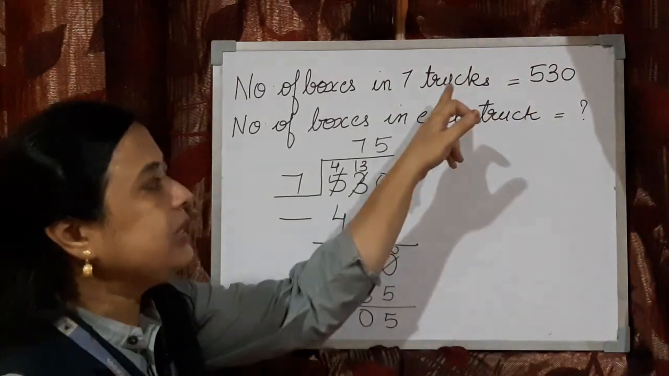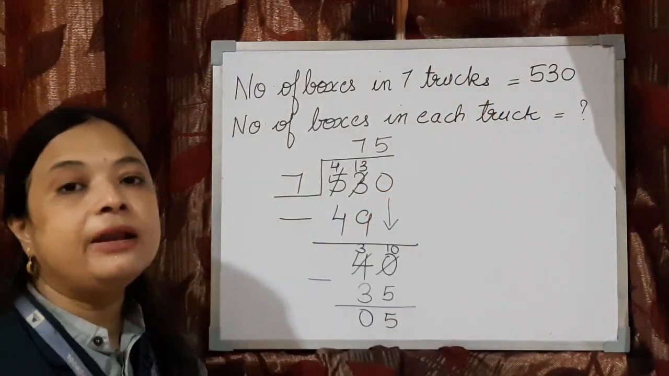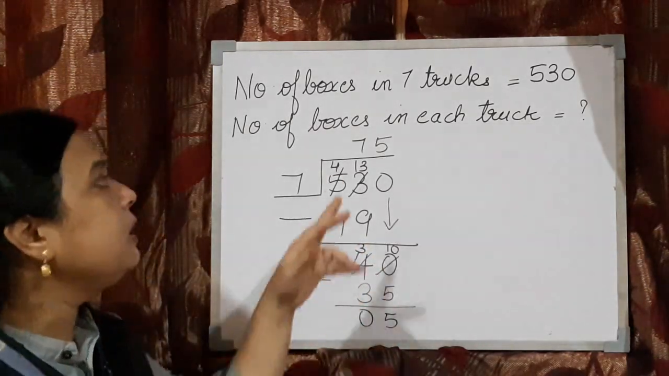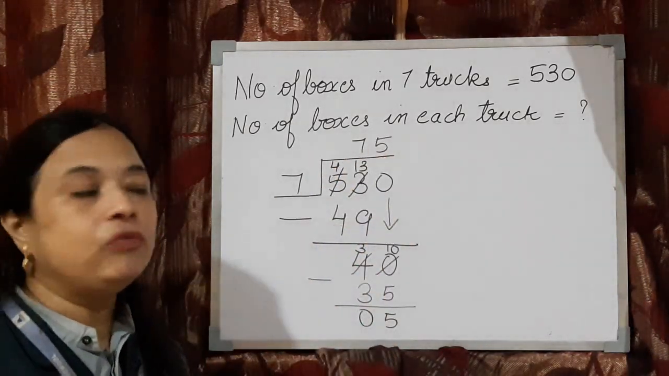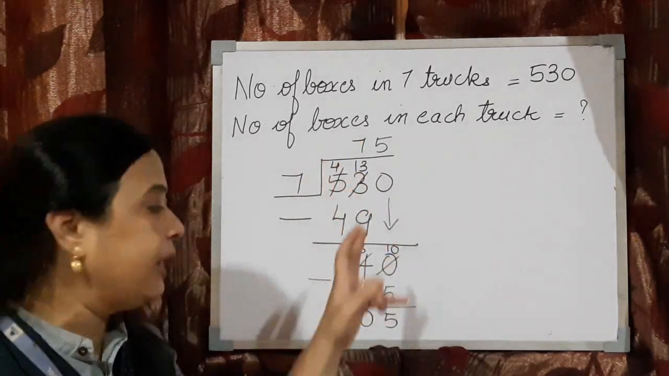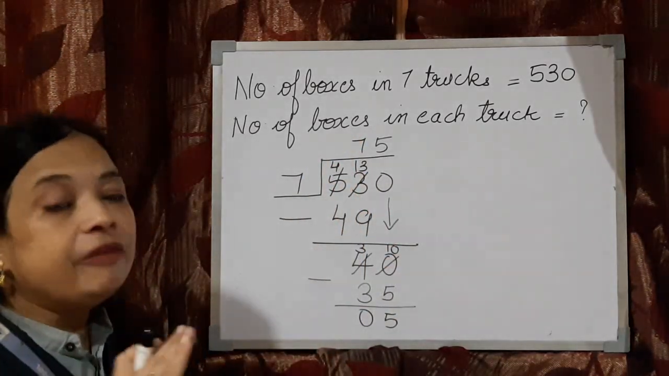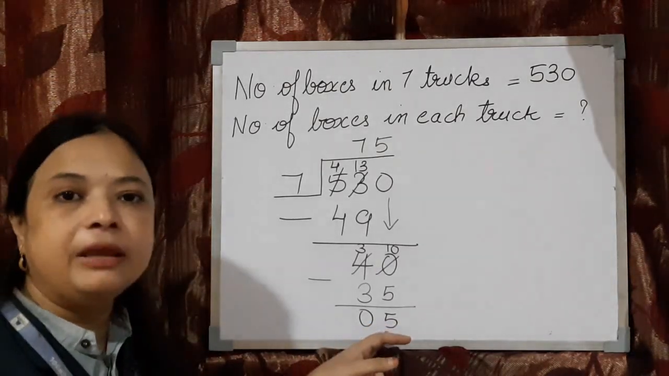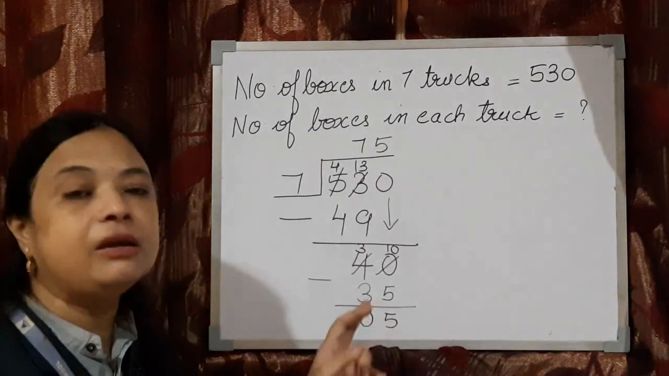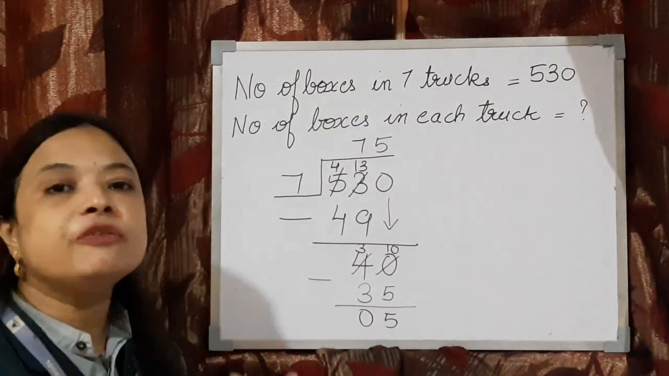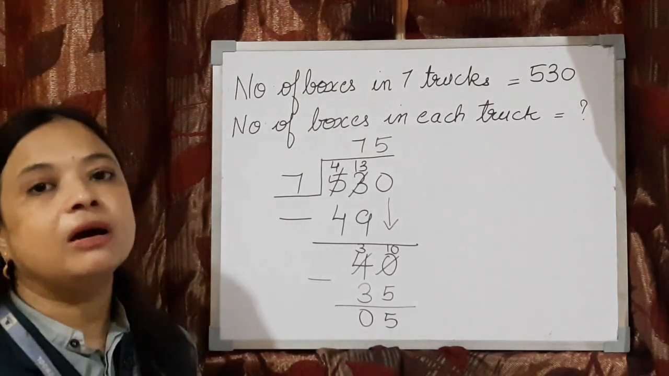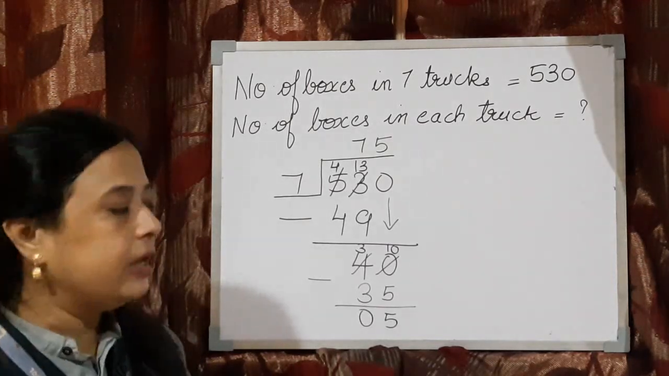So after loading 530 boxes in 7 trucks, 530 boxes को 7 trucks में 1 1 1 1 करके हम लोग ने रखा, तो एक ट्रक के अंदर कितने फिट हुए? 75 फिट हुए. लेकिन 75 7 ट्रक्स में रखने के बाद कितना हमारा रिमाइंडर, what is the remainder? ये 5 is the remainder. So 5 boxes are left out. 5 बॉक्सेस को हम 7 ट्रक्स के अंदर फिट नहीं कर पाएंगे.